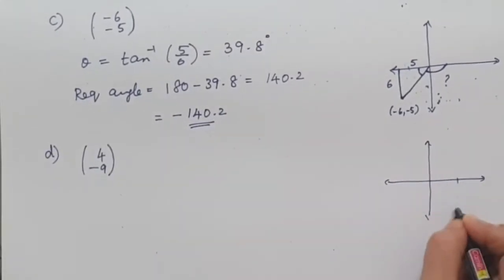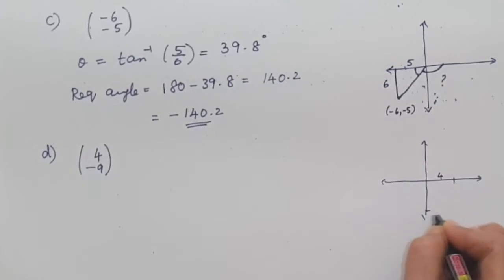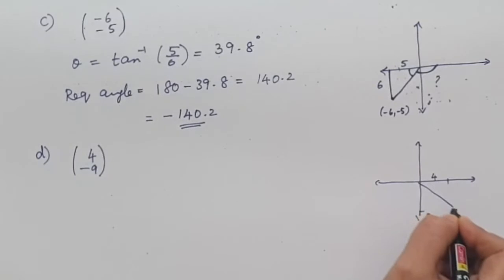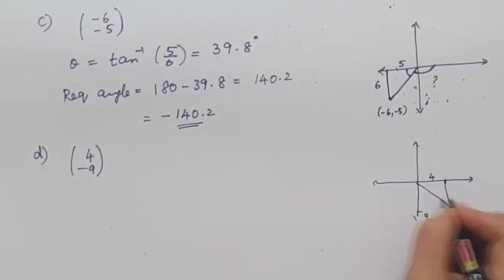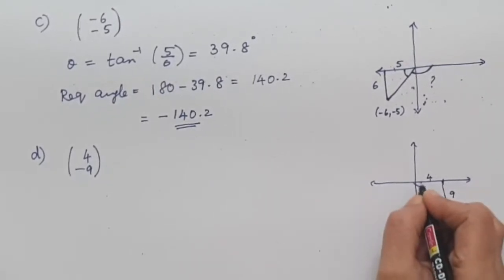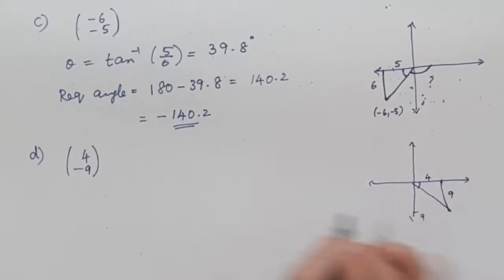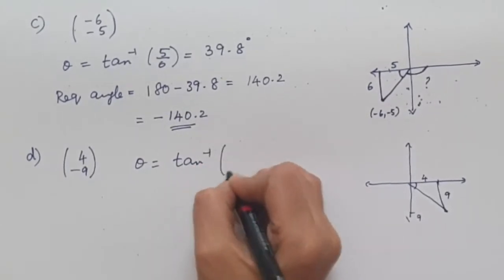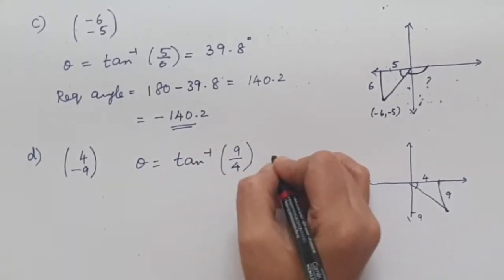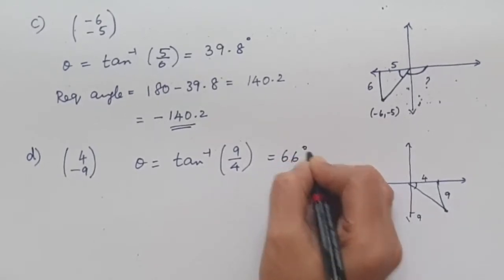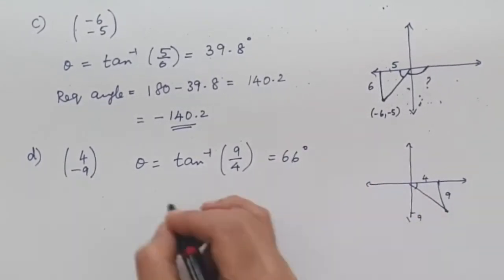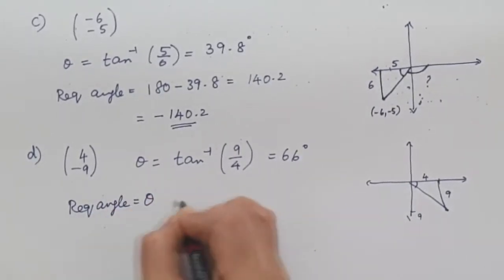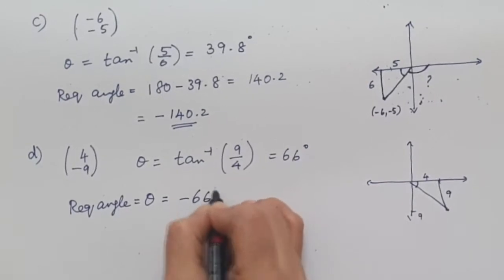This is 4 and minus 9. Here it will be 4 and this way it will be 9 over here. This will be the point 4 and negative 9. So we can find this angle, where this is 4 and this is 9. Then we write a negative sign for it. So theta will be equal to tan inverse of 9 over 4, which is 66 degrees. But we need to measure it in the anti-clockwise direction, so our required angle theta will be equal to minus 66 degrees.